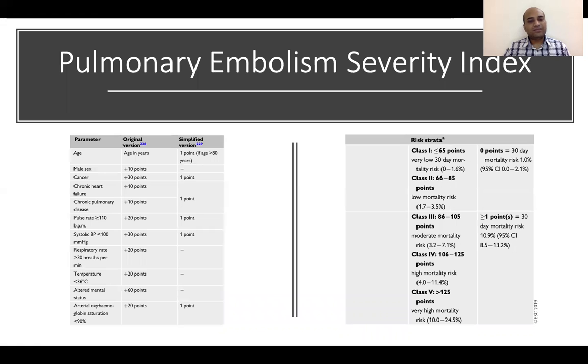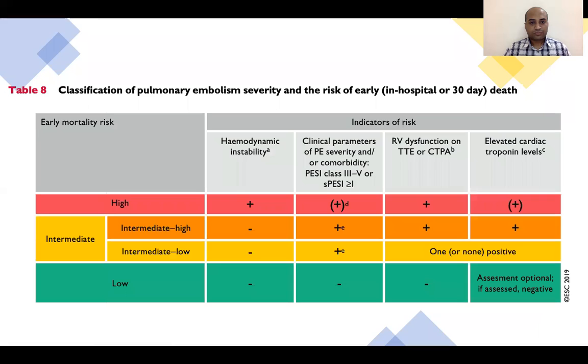Now, can we assess the severity of pulmonary embolism? Yes, there is a scoring system called the Pulmonary Embolism Severity Index. The original score was a little complicated. There's a simplified version which has 5 risk factors, and each has 1 point. If the score is 0, the 30-day mortality is 1%. If the score is 1 or more, it increases to about 10%.